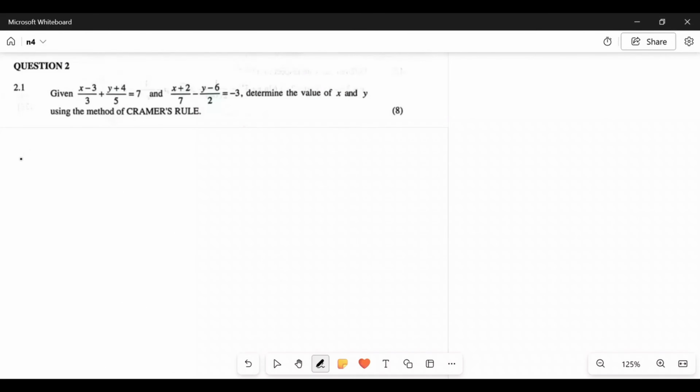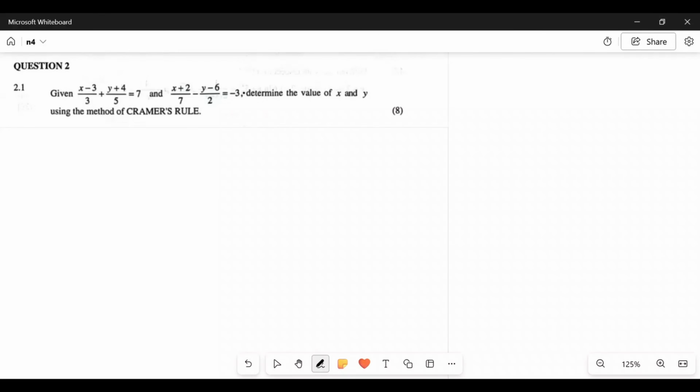All right, guys, here is our question, 2.1. Now let's read the statement and let's solve this question. Given here, we have (x minus 3) divided by 3 plus (y plus 4) divided by 5, all equal to 7. So this is the first equation there. And the second equation, we have (x plus 2) on the numerator, all divided by 7, minus (y minus 6) divided by 2.